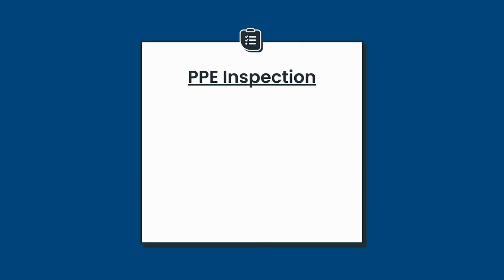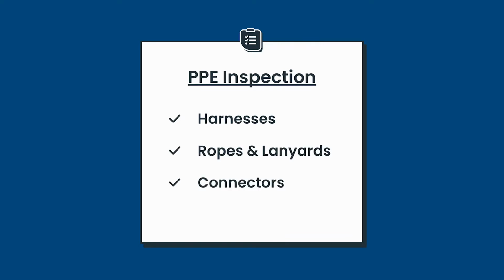Hello everyone. Today we're going to look at a PPE inspection using Risk Memo. In this template that's available for free on our template library, it's specifically for fall protection PPE. So we have harness checks, ropes and lanyard checks, connector checks, and helmet checks. But you can switch these out for whatever you need. Okay, let's take a look.